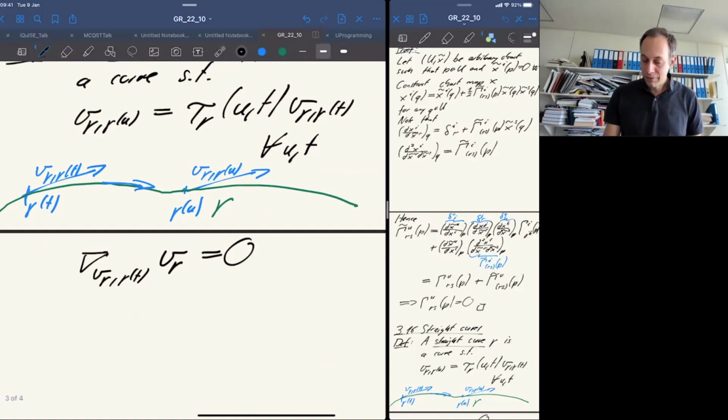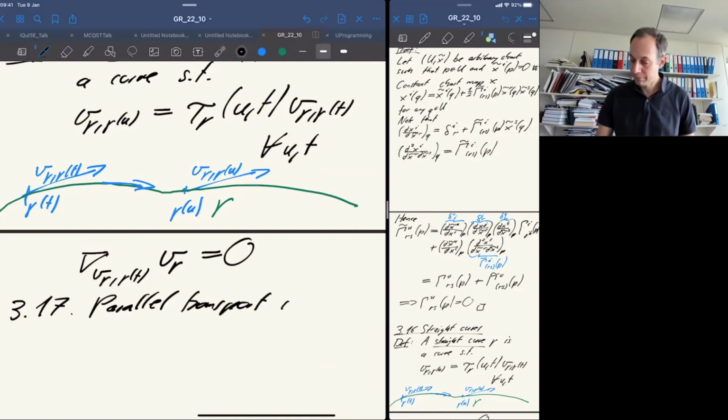Okay. Now there's another very small chapter, which is parallel transport in coordinates.